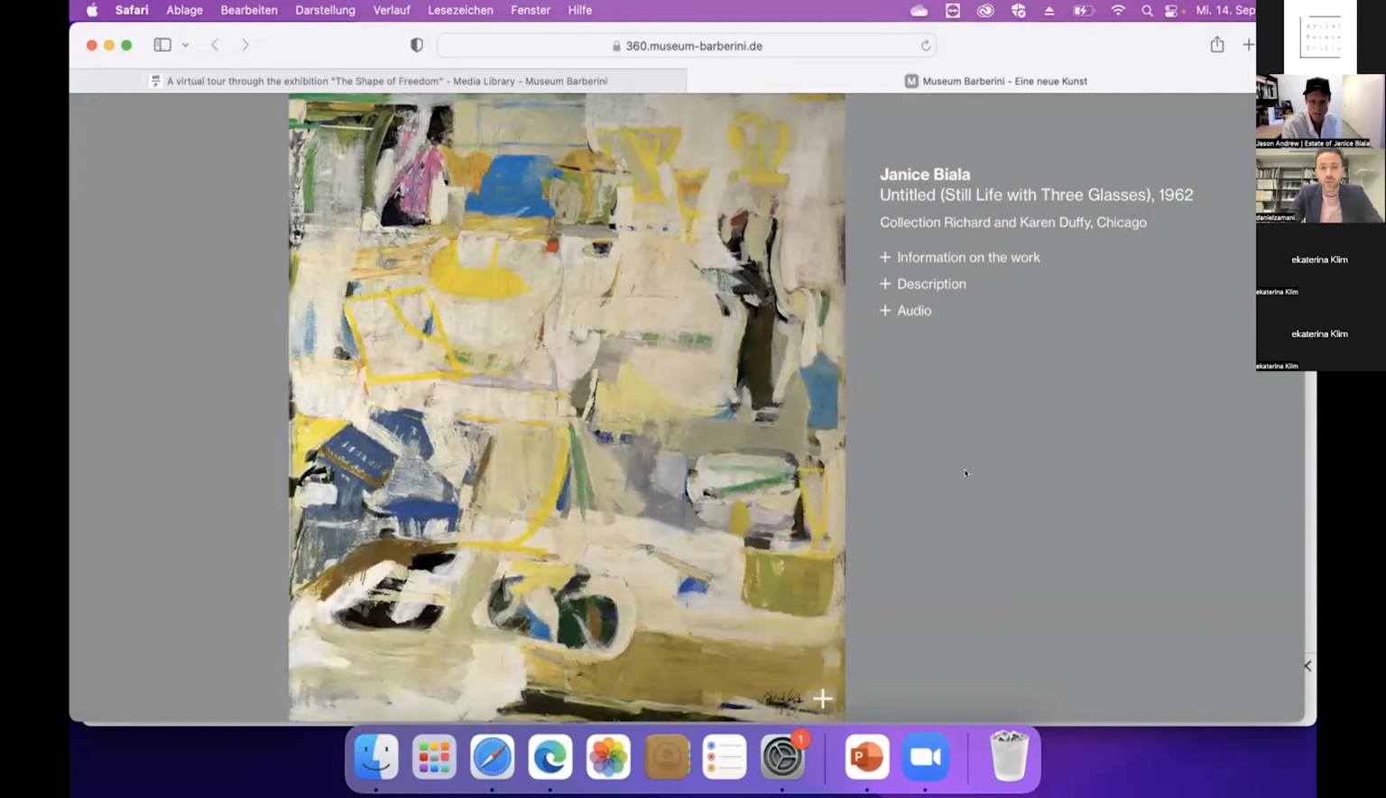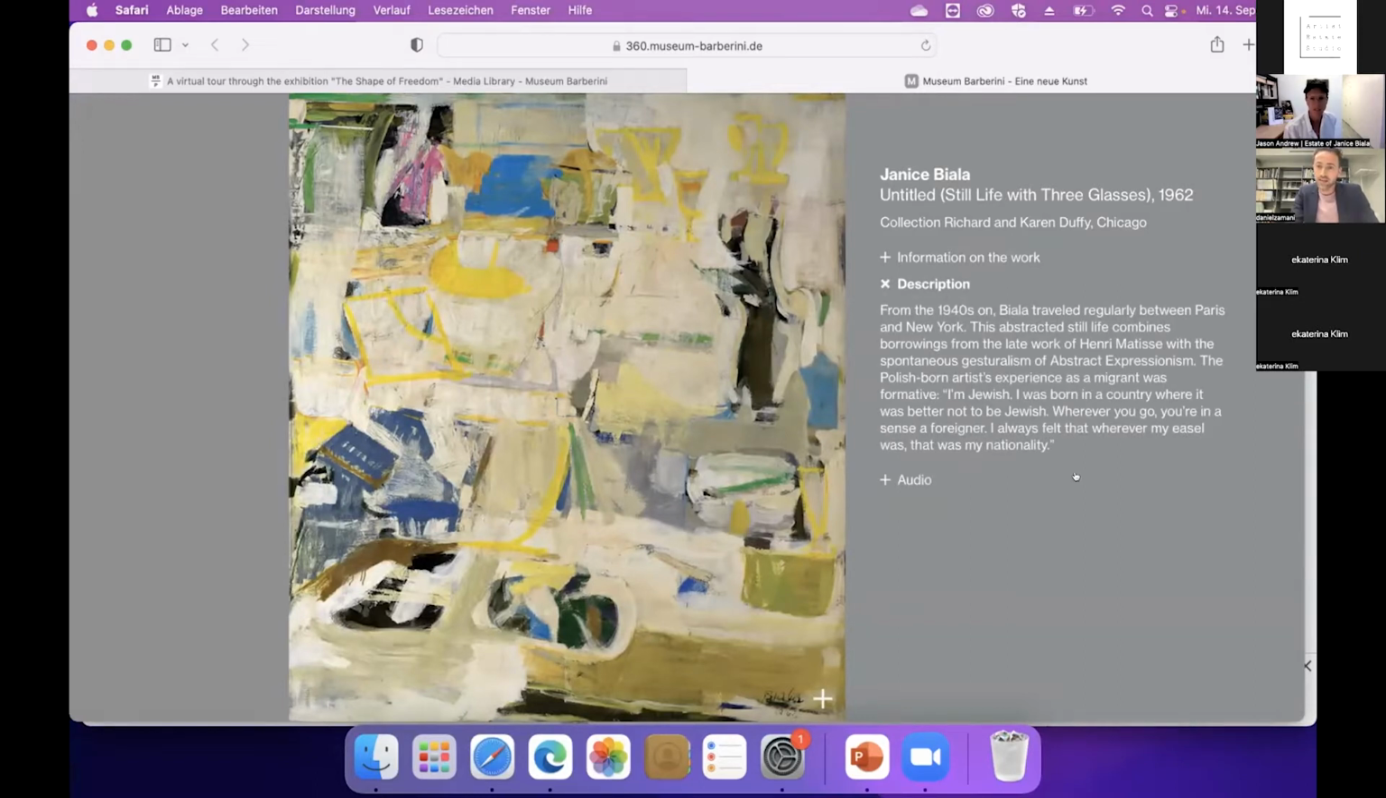If you look at it in terms of the painting style, it's reminiscent of the late work of Matisse, which Biala, of course, knew through her stays in Paris. But it also has this kind of gestural energy, which you find in the work of the New York School painters like Willem de Kooning, for instance. So you can really see that she has her eyes both on New York and on Paris.